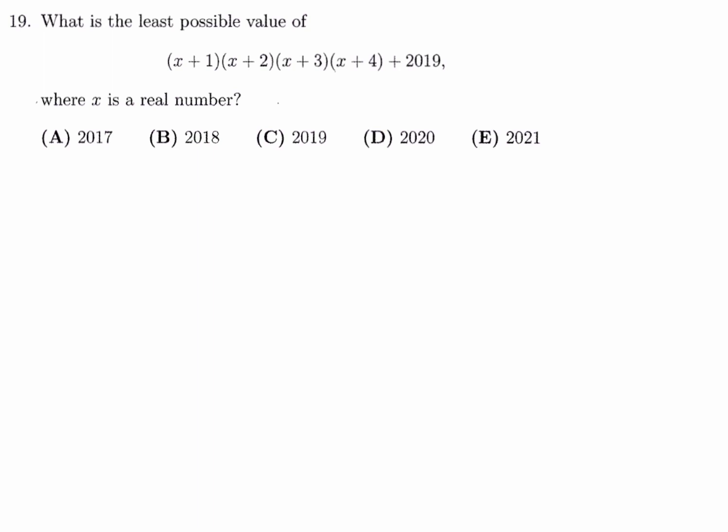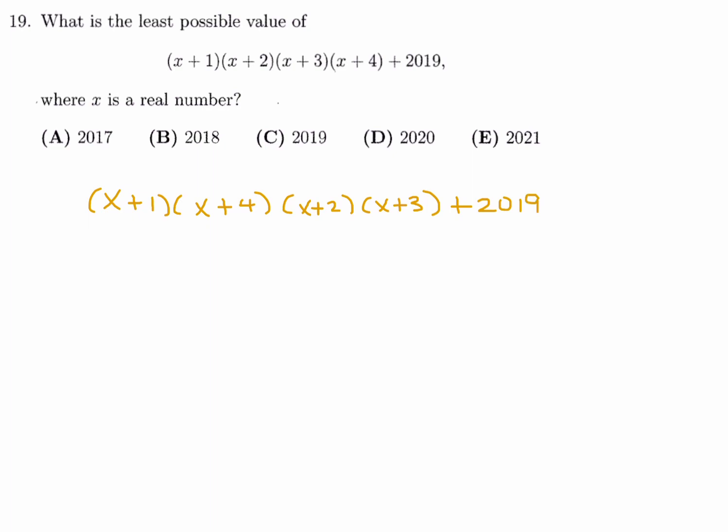What is the least possible value of (x + 1)(x + 2)(x + 3)(x + 4) + 2019, where x is a real number? What I'm going to do is rearrange these just a little bit: x + 4, and then I'm going to put the other two together, x + 2, x + 3.